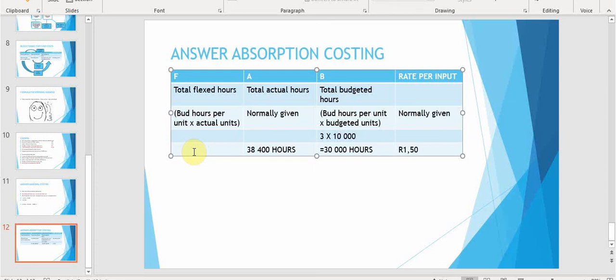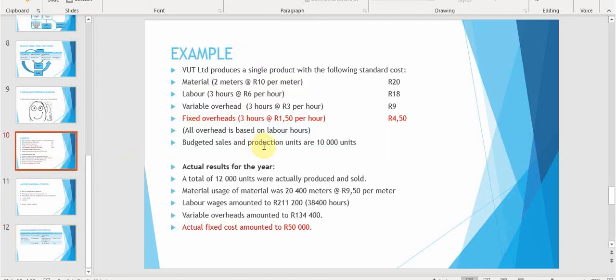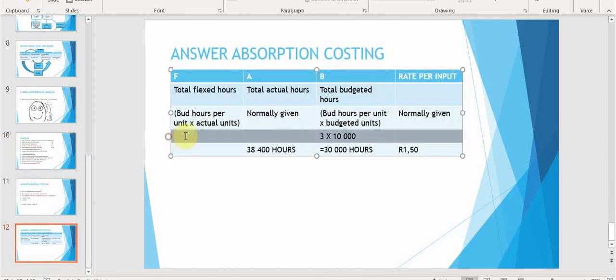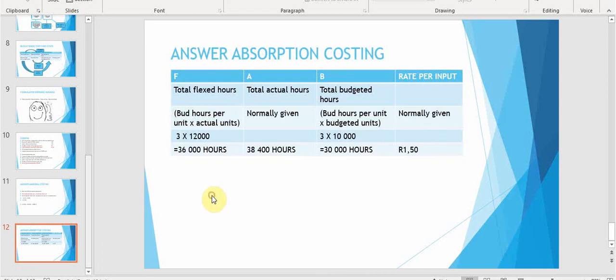Then what are the flexed hours? The flexed hours are budgeted hours per unit times actual units. So what's the budgeted hours for a unit? The budgeted fixed cost hours is 3 hours per unit. And what are the actual units? 12,000 units. So I'm going to say there it is then 3 times 12,000. And if my math isn't too bad, that should give you 36,000 hours. Right, now you have all the necessary information to do your calculation.